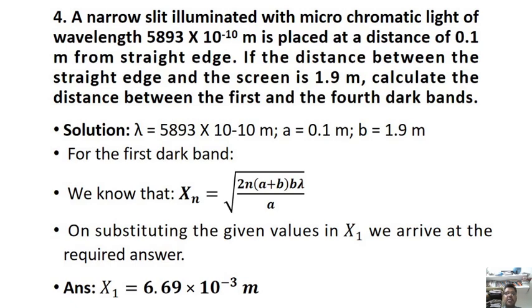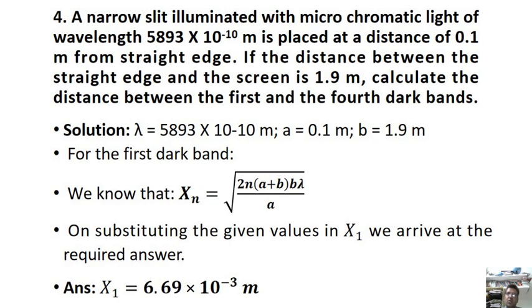calculate the distance between the first and fourth dark bands. It is a very simple concept, as in Newton's experiment. A narrow slit is illuminated with monochromatic light of wavelength 5893 and placed at a distance of 0.1 meter from a straight edge. If the distance between the straight edge and the screen is 1.9 meter, calculate the distance between the first and the fourth dark bands.